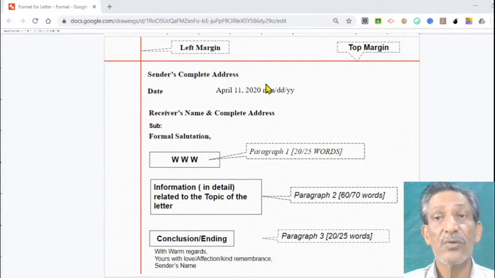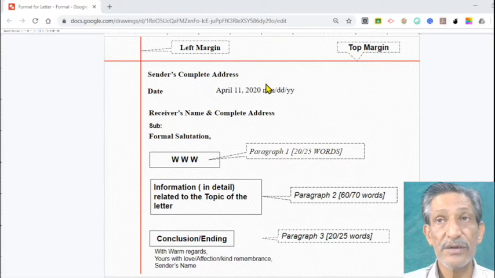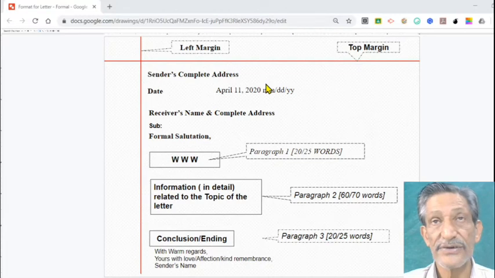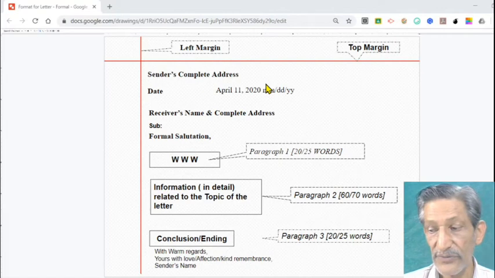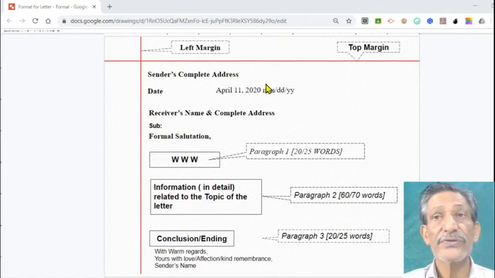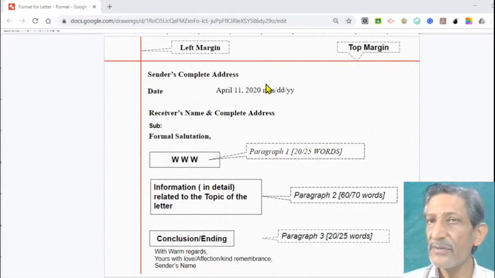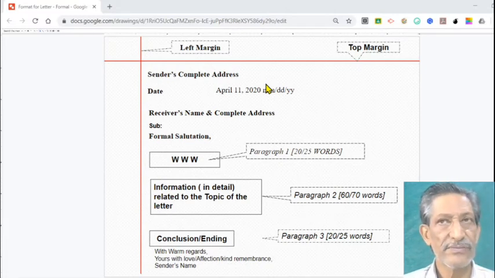And please understand what I mean by complete address. For example, I'm writing a letter to the editor of a magazine. What I have seen in my years of experience is that children write, the Editor, Times of India, Delhi. Question yourself, is that a complete address? For me, it's not a complete address. So don't give the invigilators a chance to deduct marks.